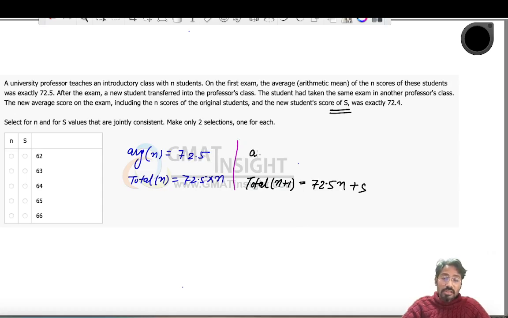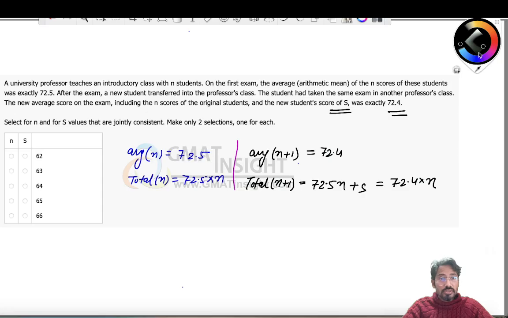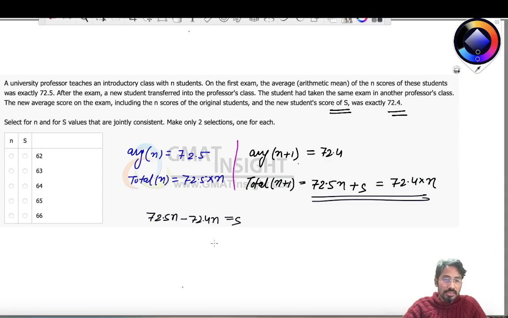And we have been given that the average of all the students included together, that means the average of n plus 1 students, is 72.4, which means can I say this total should also be equal to 72.4 multiplied by n? Yes, of course we can say that. Now that we have reached this place, we have to just simplify the statements. That means I'm just going to write 72.5n minus 72.4n is equal to S.